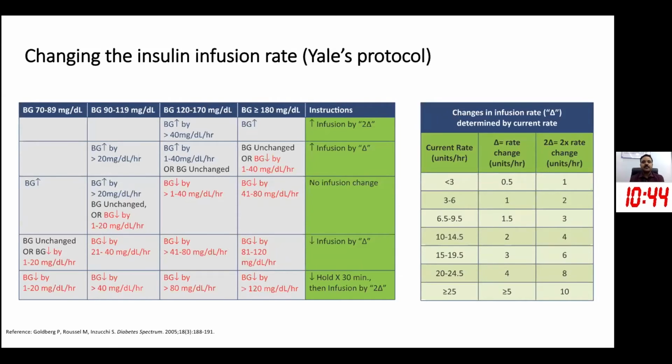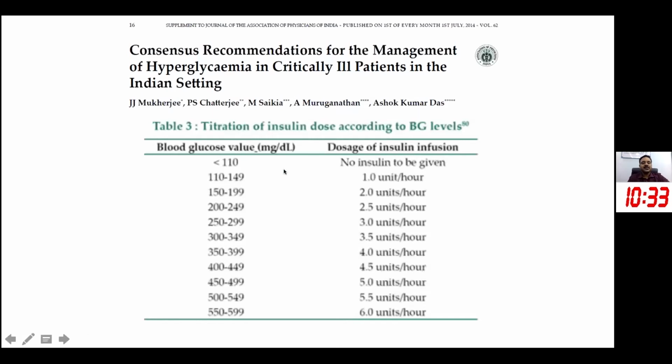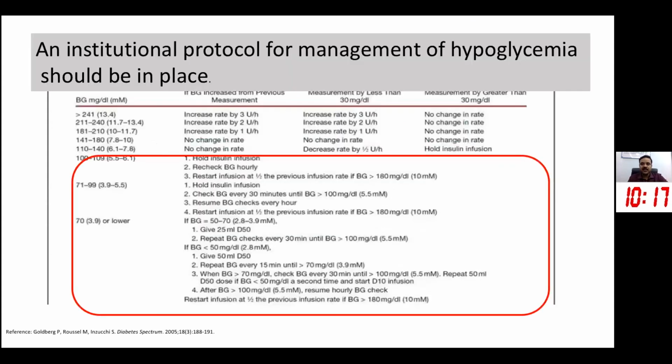Again, there are some easy methods of insulin infusion titration, and it's also from the Yale protocol. It's quite easy, can be used. But one of the simplest titration algorithms I could get is from the consensus recommendation by Dr. J.J. Mukherjee et al., published in 2015 in JAPI. They've formulated how the insulin should be titrated according to blood glucose. That's an easy formulation, and it can be kept in the ICU at the bedside, and the sister can follow it. An institutional protocol for management of hypoglycemia should also be in place, so that the sister can easily intervene at the earliest time.